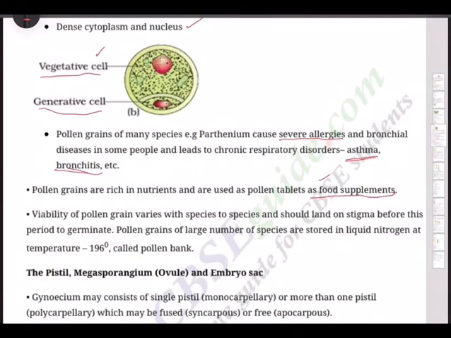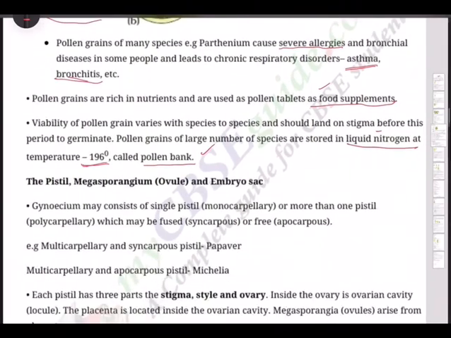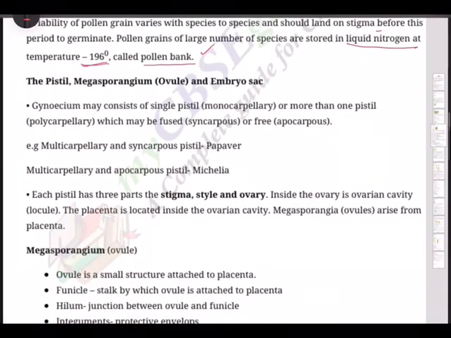The viability of pollen grains varies from species to species, and they should land on the stigma within this period to germinate. Pollen grains of a large number of species are stored in liquid nitrogen. Look at that, liquid nitrogen at a temperature of minus 196 degrees, called pollen banks. So we have pollen banks.